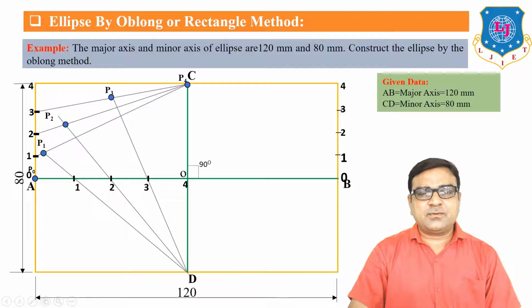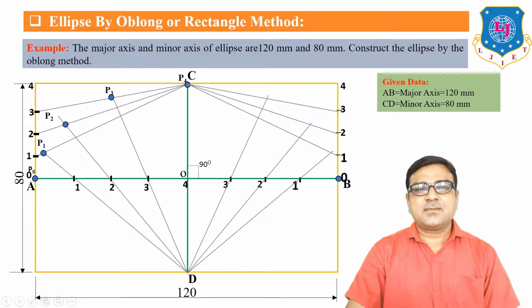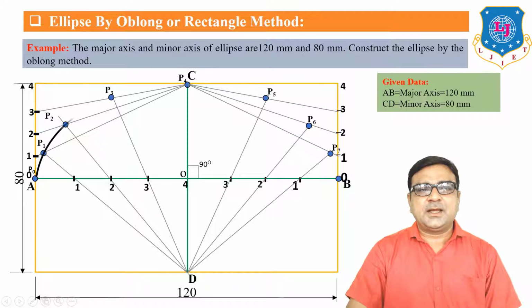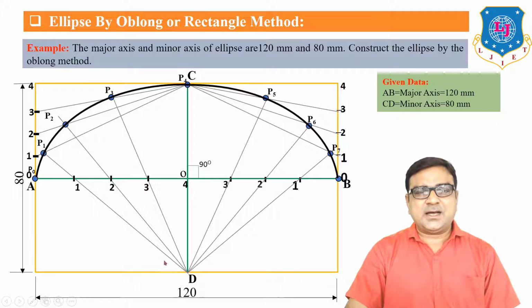Divide this vertical line into 4 equal parts, horizontal line into 4 equal parts. Join all these vertical points to C and intersect those lines by drawing lines from D1 dash, D2 dash, D3 dash and obtain points of the ellipse. Trace out all the points with free hand or using a French curve and draw the profile of the ellipse. So this is a half ellipse.